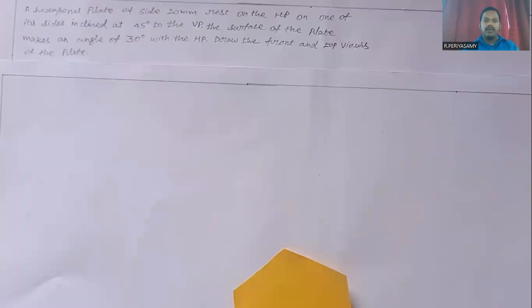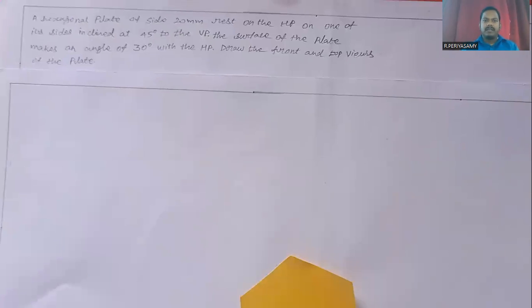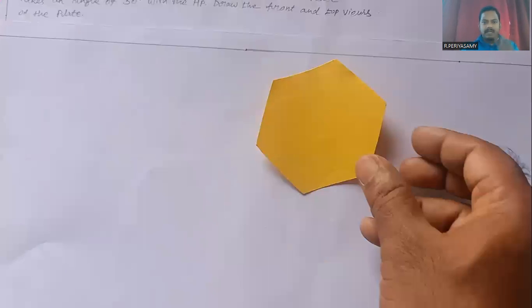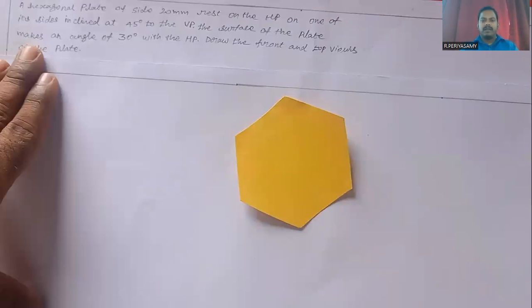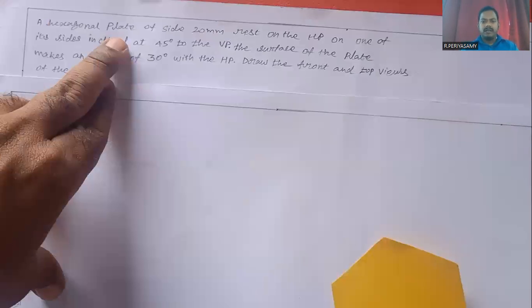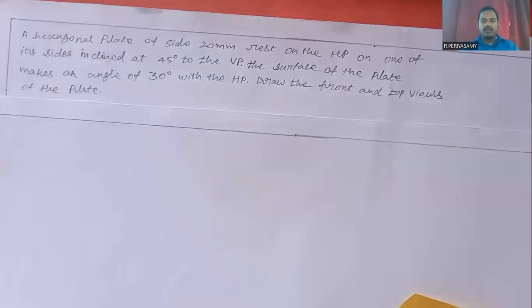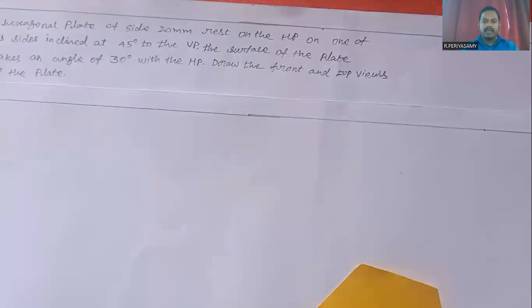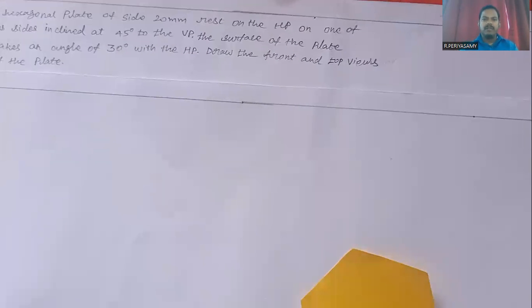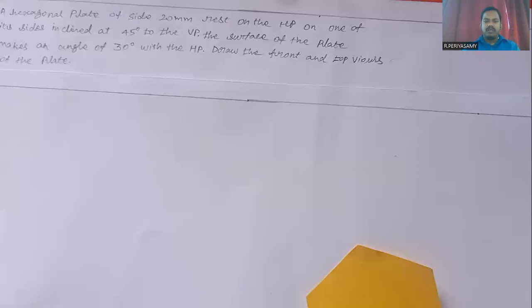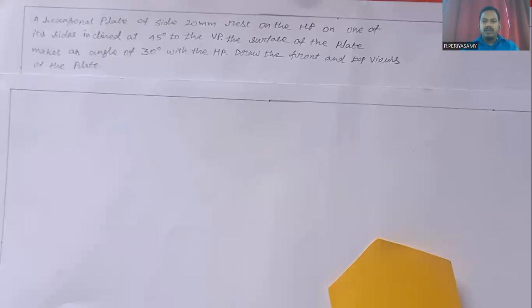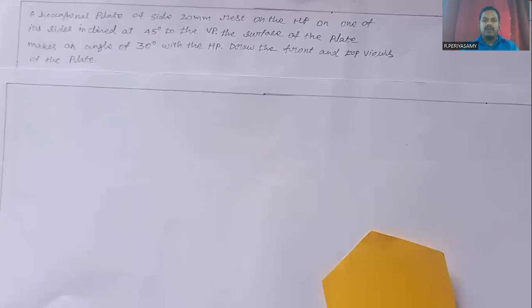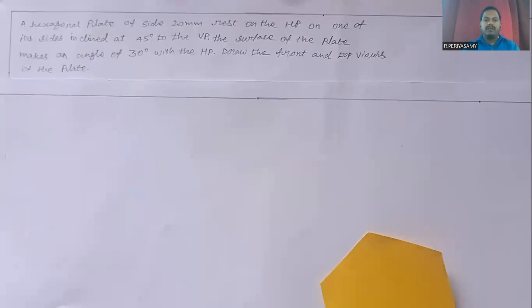In this problem, the hexagonal plate base side is 20 mm. This hexagonal plate rests on the HP. When the hexagonal plate rests on the HP, its top view projection is the hexagonal shape projected on the HP. Its front view projection is a line, projected on the VP.